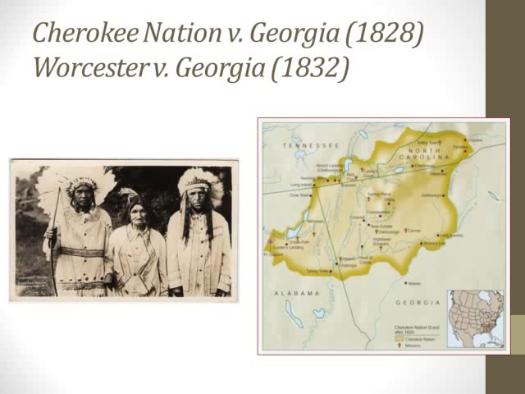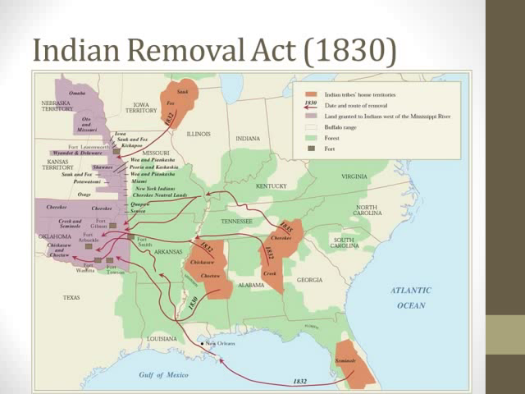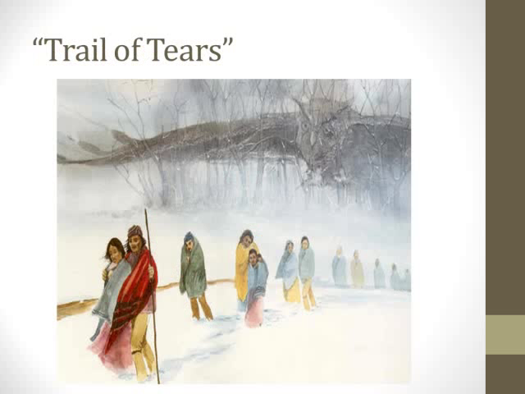And so Jackson eventually signs the Indian Removal Act saying that the Native Americans have to leave past the Mississippi River to Oklahoma. But he says they get to keep that land forever, which is kind of cool. So they do. And eventually, by 1838, you have the Trail of Tears, and a lot of Native Americans die, and it's very sad. Not very good. In fact, about 4,000 Native Americans die on the Trail of Tears. Terrible.